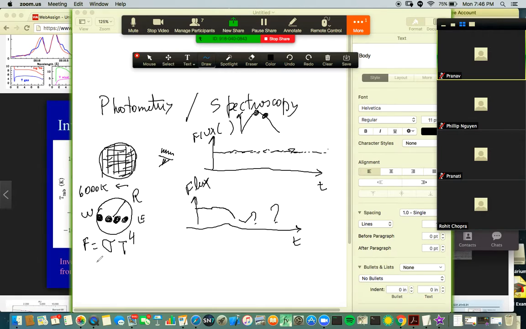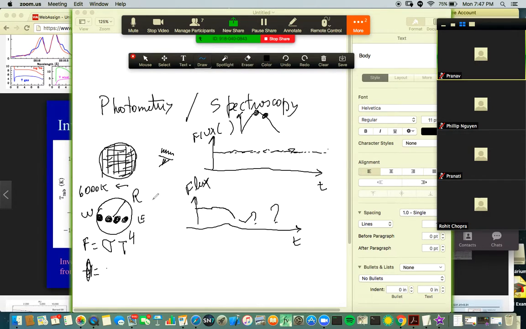So let's say you have a spot that is a perfect circle, and the circle has a radius. Let's think of the star as being the Sun, with the solar radius, and the spot is the size of Earth, a tenth of the stellar radius, right? So this spot has an area.